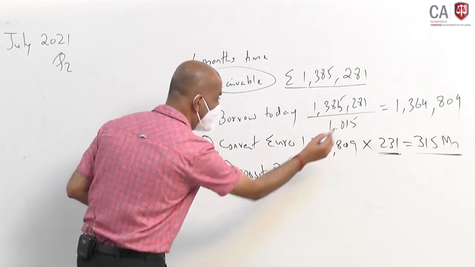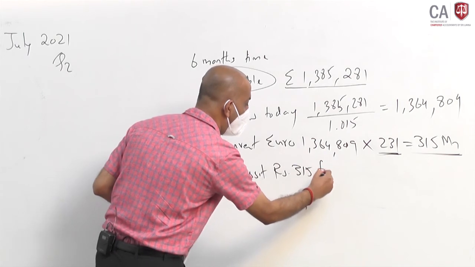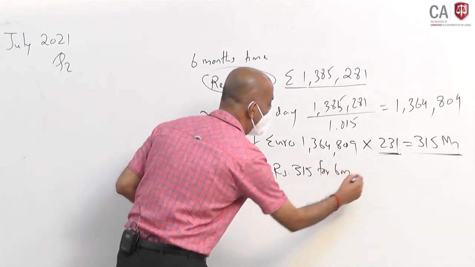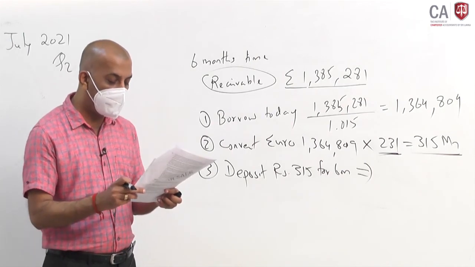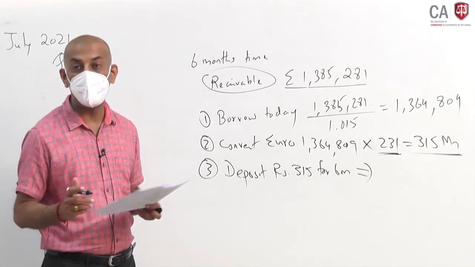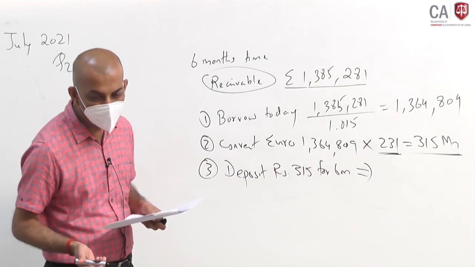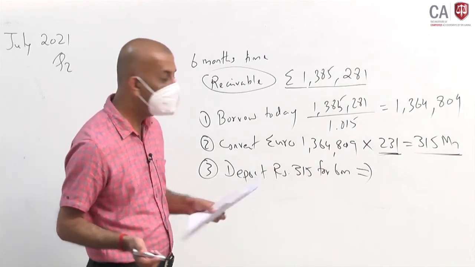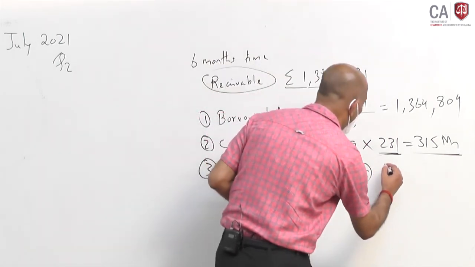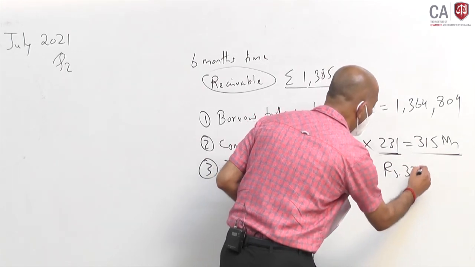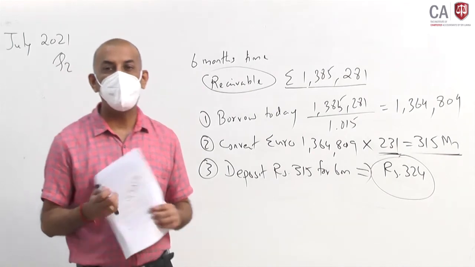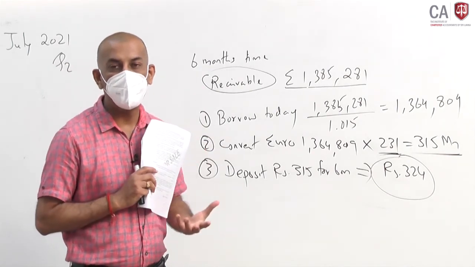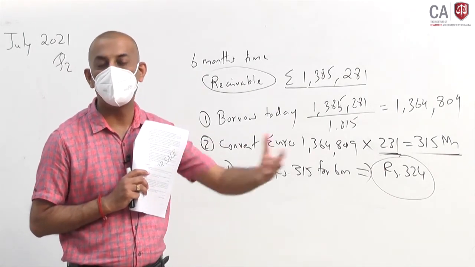Deposit rupees 315 million for 6 months. That will give you 315 million. You will deposit for 6 months at the rate of 6% per annum. That means 3% per 6 months. So on that basis, you will get capital and interest together of 324 million. That's basically the amount of proceeds you get in 6 months time.